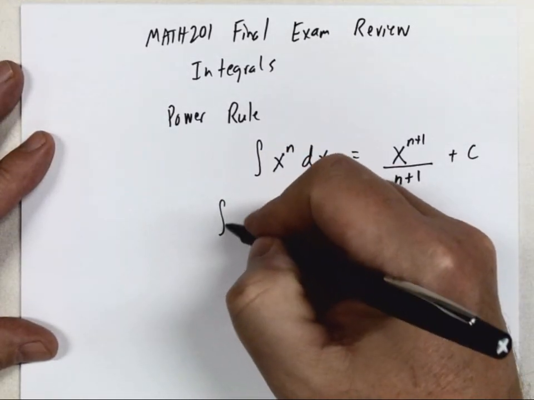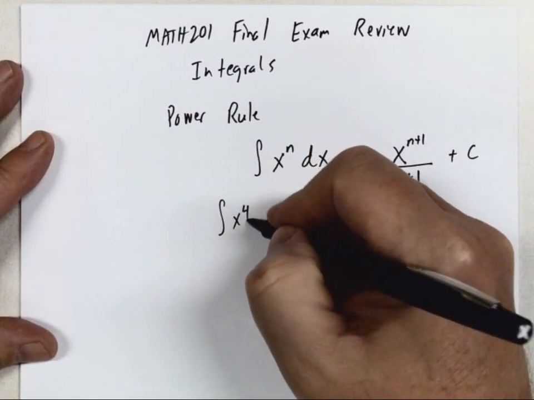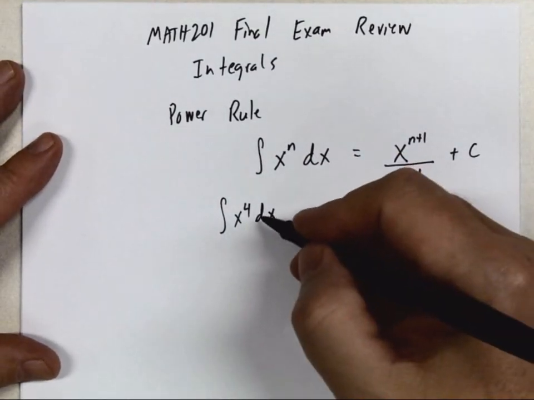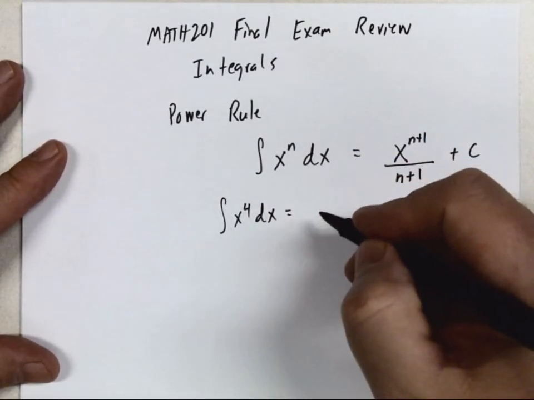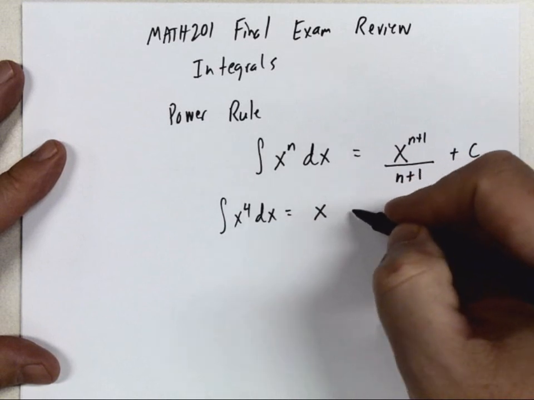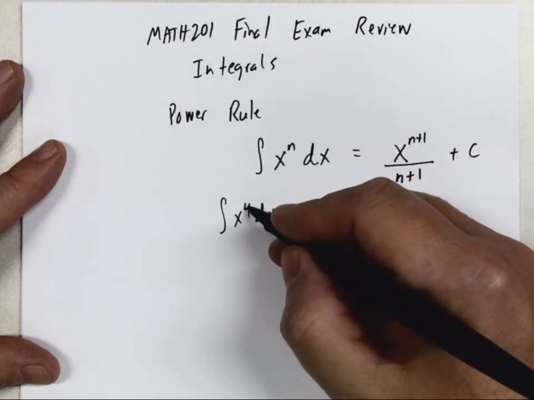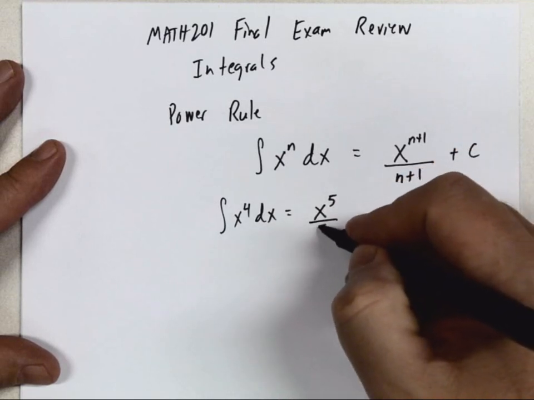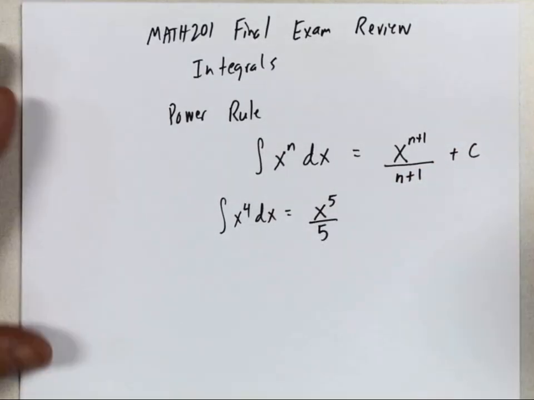Quick examples. The integral of x to the fourth with respect to x. My base is x, my exponent is 4. I'm going to add 1 to it, which is 5. Then the 5 goes on the bottom.